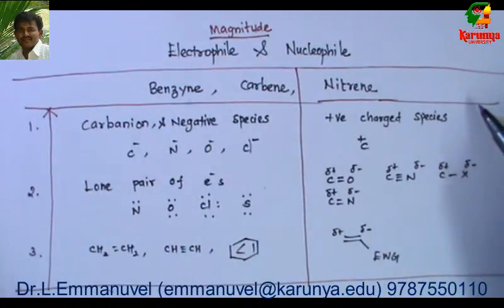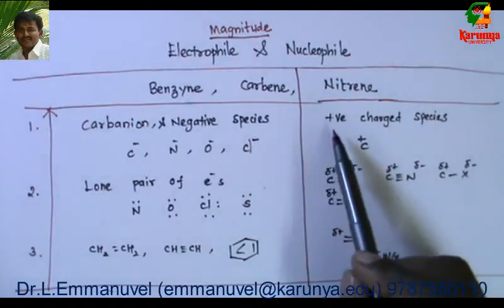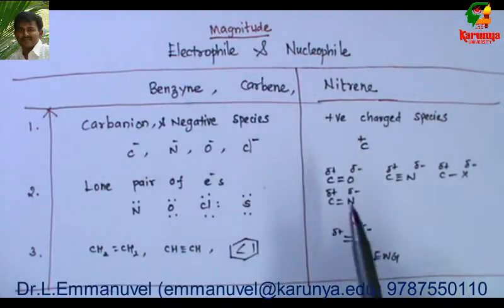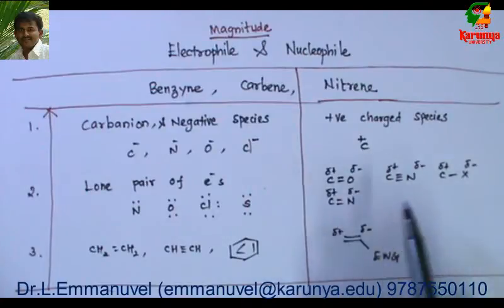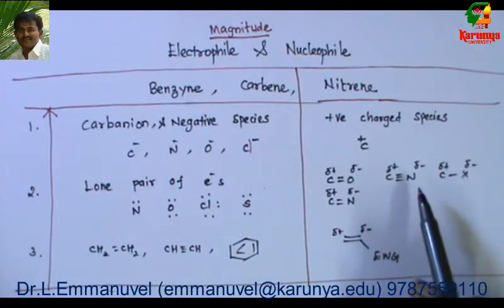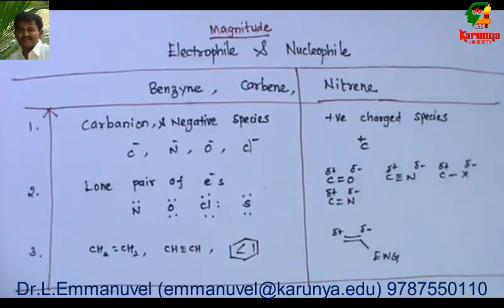For electrophile, I have given another three types. That is, carbocation with a positive charge. Second one, carbon which has a more electronegative atom attached to it through a single bond, double bond or triple bond. Third one, alkene with an electron withdrawing group. In this video, we are going to learn what will be the magnitude of this electrophilicity and nucleophilicity. In other words, which species will have higher electron density or lower electron density. So that we are going to learn now.